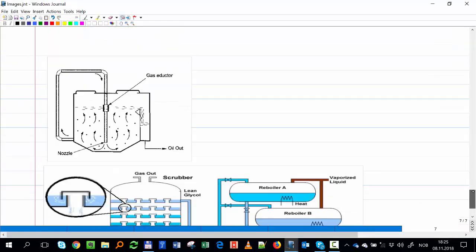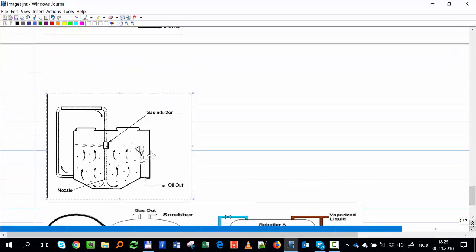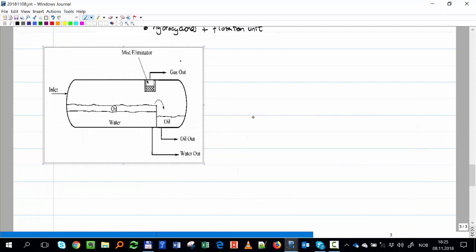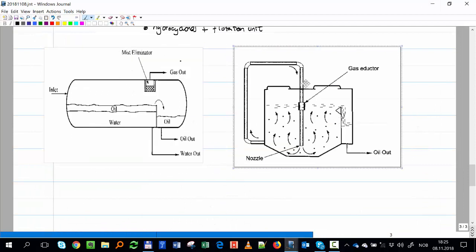And let's see, the flotation unit is here. In a flotation unit, basically I inject some gas bubbles into the liquid, which has water and these small droplets of oil, and the gas starts to trap all of these droplets of oil and takes them to the surface. They stick to the surface of the gas bubble.